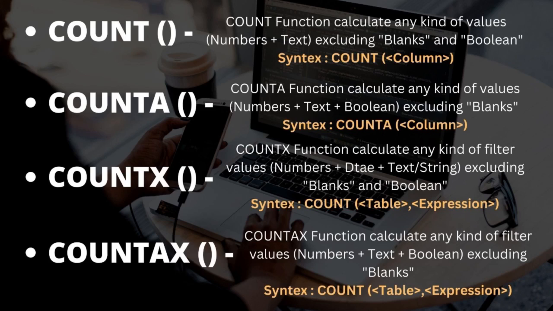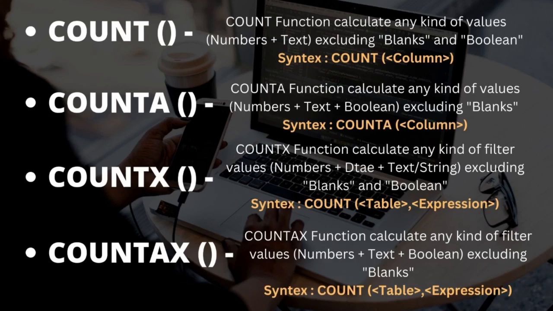So the COUNTX DAX function is also used to count the number of cells in a particular column that contain numbers, dates or text or string, but it excludes blank and boolean values. Whereas in the case of the COUNTAX DAX function, it is also used to calculate the number of cells in a particular column, but it takes into consideration numbers, text and boolean values, and it also excludes the blank values. So these are the main differences between COUNT, COUNTA, COUNTX and COUNTAX DAX functions.